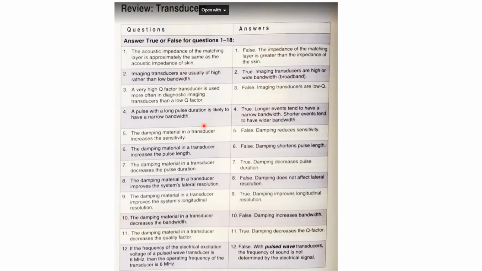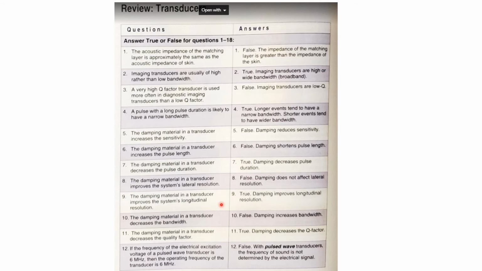factor. A pulse with a long pulse duration is likely to have a narrow bandwidth. That's true. The damping material in a transducer increases the sensitivity. That's false. The damping material in a transducer increases the pulse length. That's also false. The damping material in a transducer decreases the pulse duration. That is true. The damping material in a transducer improves the system's lateral resolution. That is false.